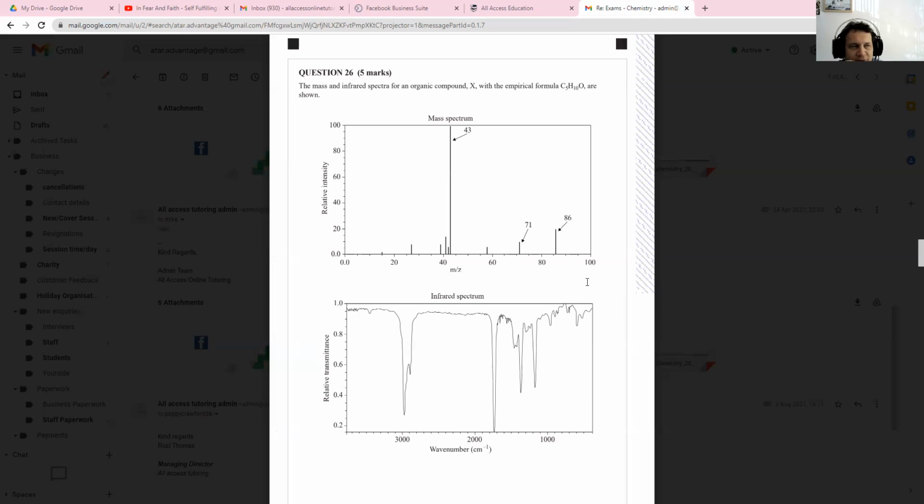So here we've got a fragment at 71, which is CH3, CH2, CH2, CO plus. But again, if they've given you the formula and you can deduce the mass, then you'll be fine.